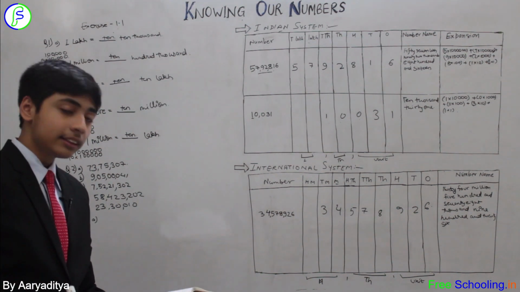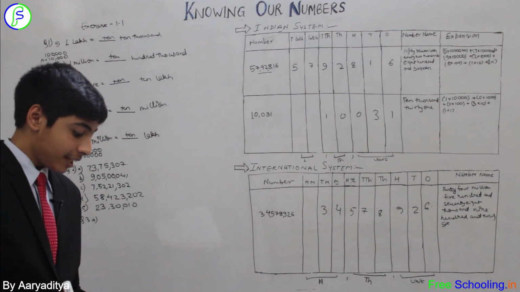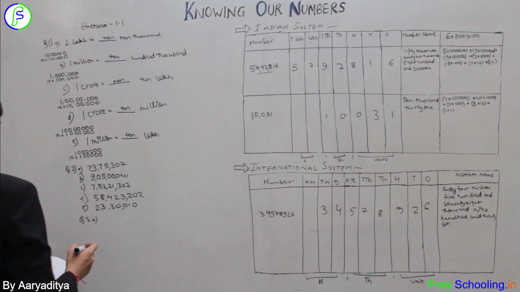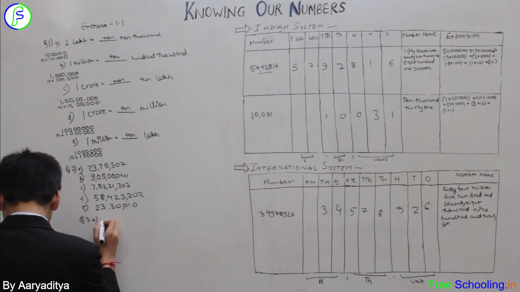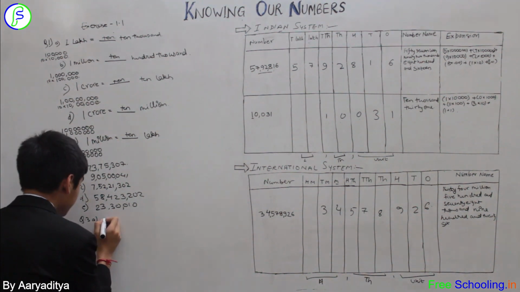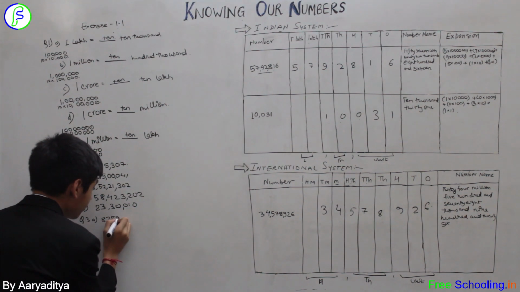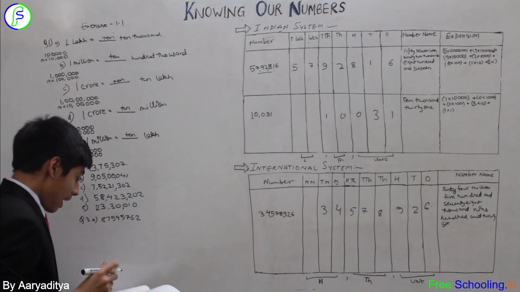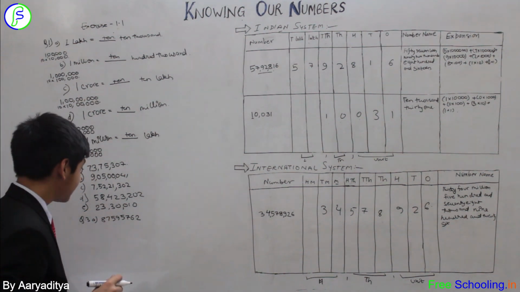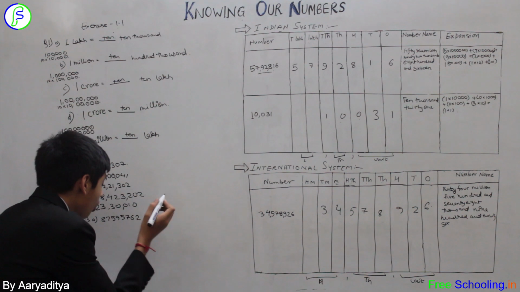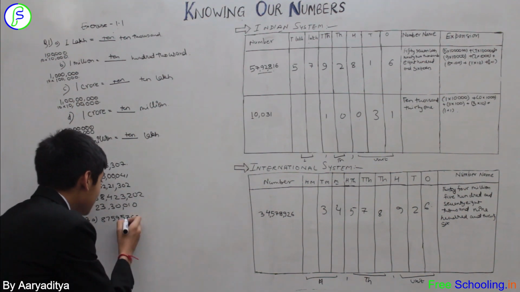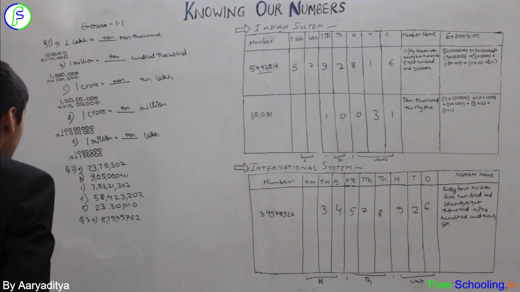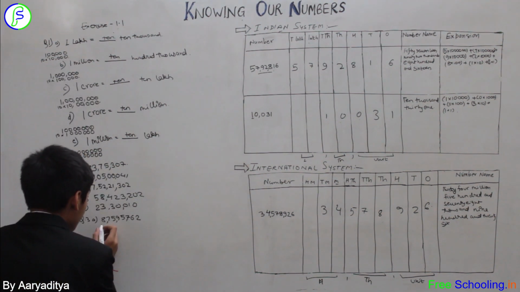Question number 3 says, insert commas suitably and write the names according to Indian system. So, a number has been given to us, 87595762. Now as the question has mentioned Indian system, first we need to insert commas according to the Indian system. So from the right hand side, leaving 3 digits, leaving 2 digits, leaving 2 digits, and here is the number with commas.